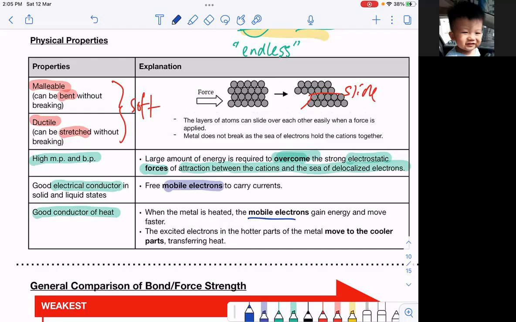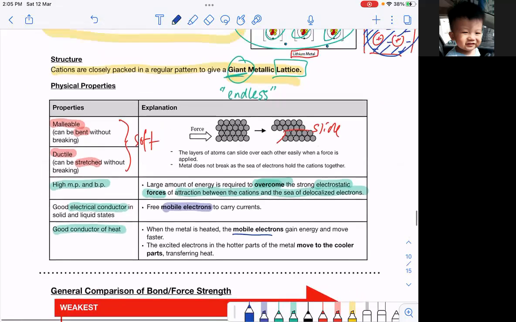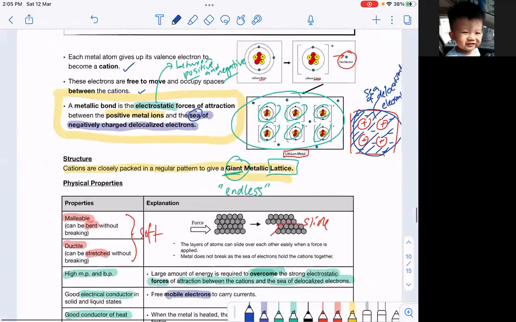So metals, you already know your frying pan. Those who take physics, you know the frying pan is a good conductor of heat. Why? Because it's metal, it's got electrons. Okay? So metals, quite fast, nothing much, just like that.